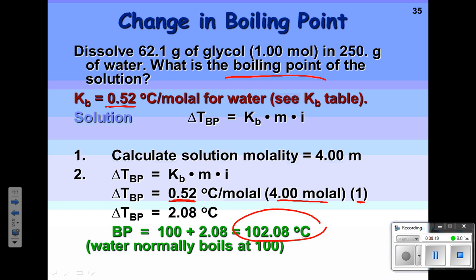What would you ever use that for? When we do our glycol and our mix in our antifreeze, we have to have certain mixes in order to be able to raise the temperature or lower the temperature, depending on the weather.